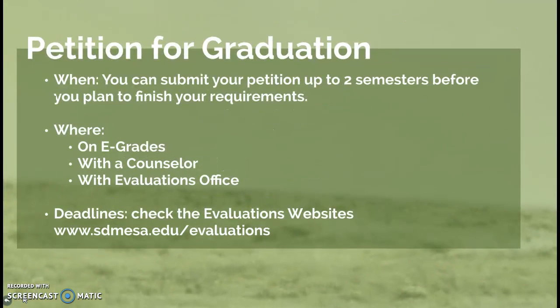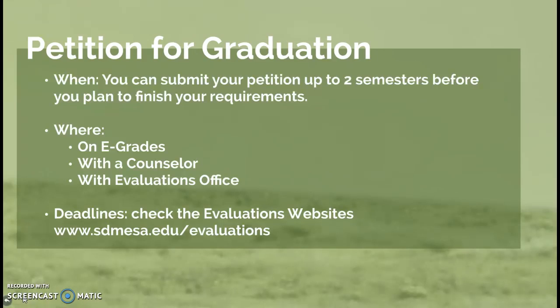As we said before, graduation isn't automatic. You must submit a petition for graduation. You can submit your petition in 3 different ways: online on eGrades, in person with a counselor, or in person with the evaluations office. The deadlines to submit your petition fluctuate each year. All deadlines are posted on the evaluations website.